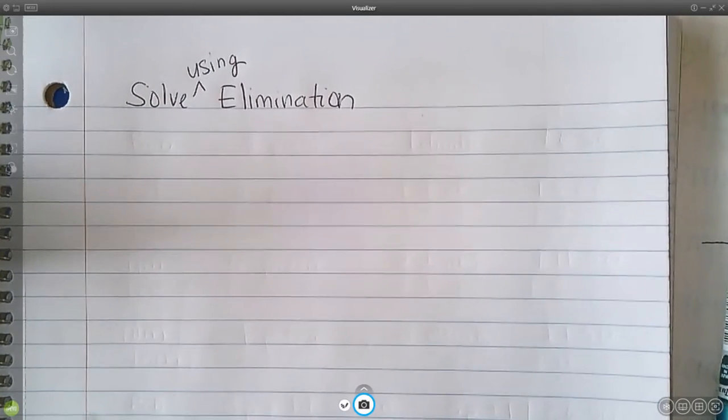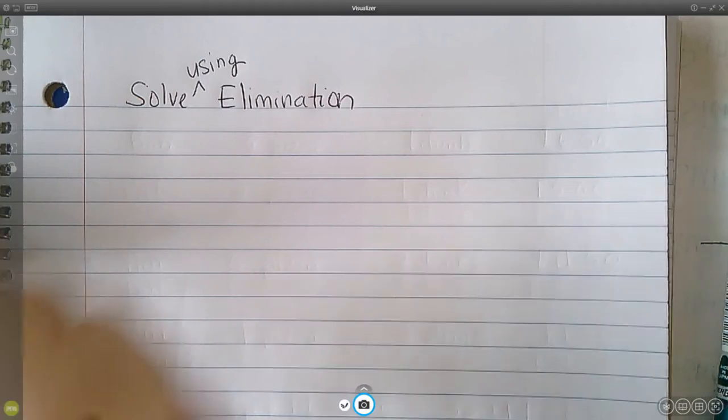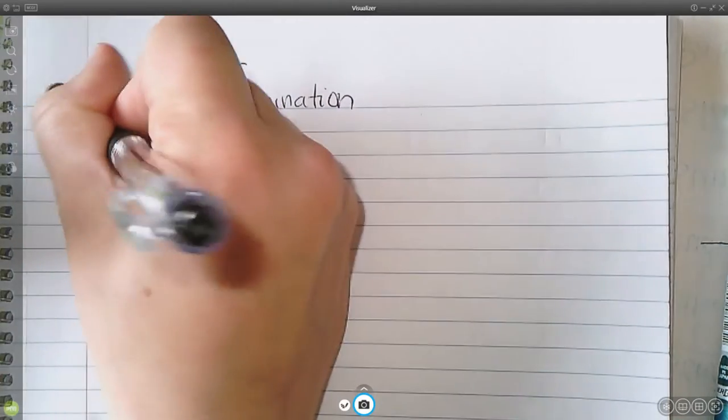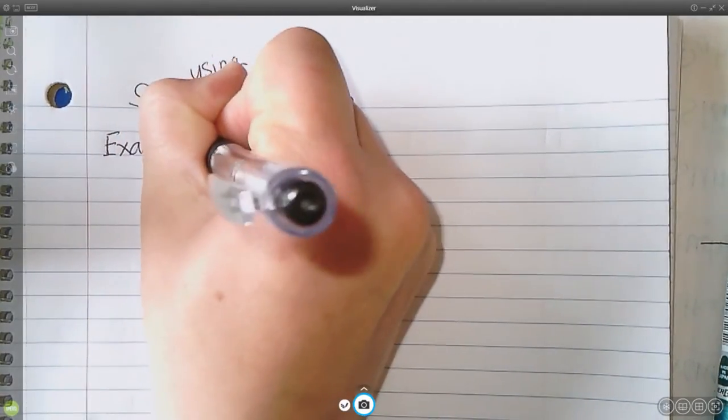But anyways, yesterday we talked about how you can add any two equations together and you can subtract any two equations if you would like. So I'm just going to start off with an example. We'll see if you notice anything.